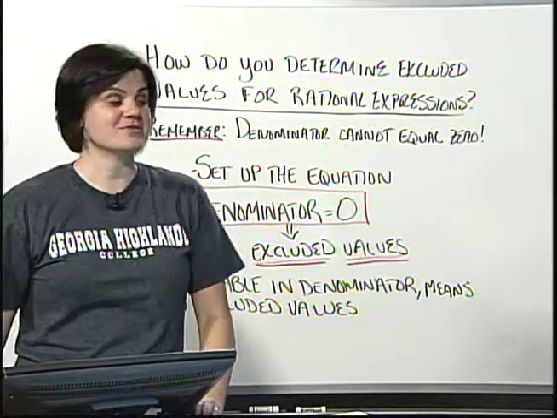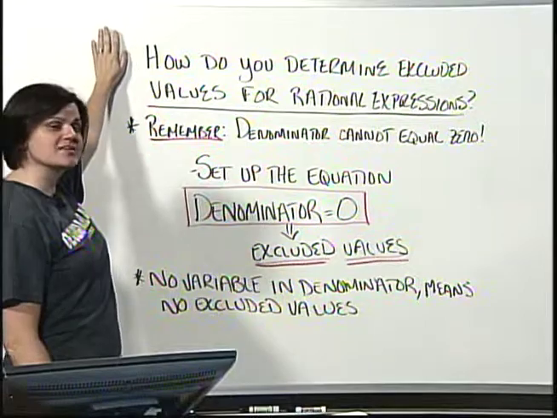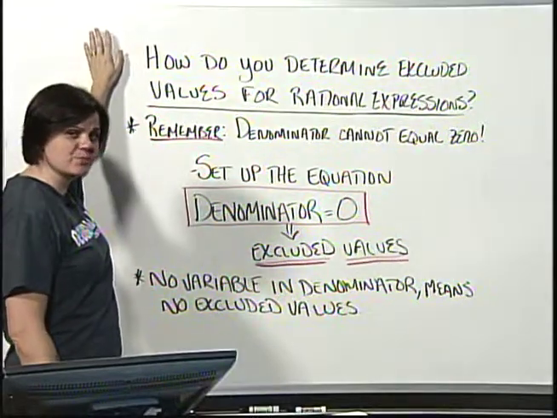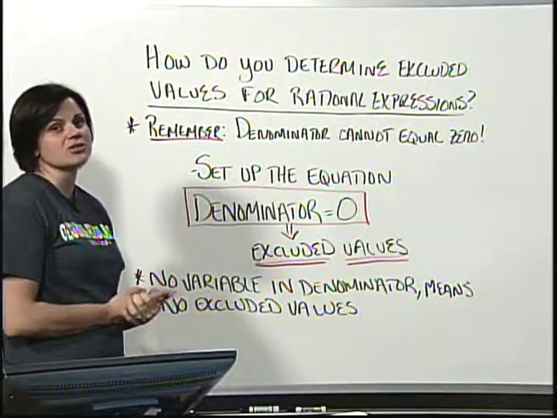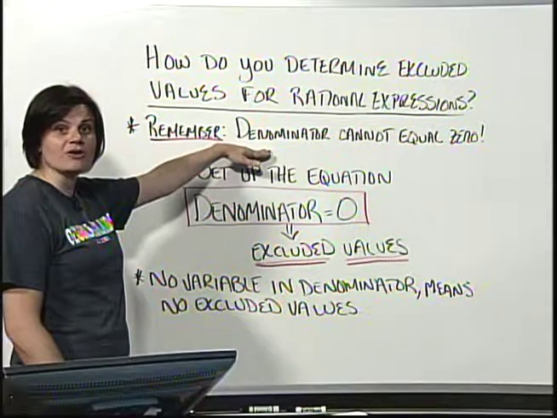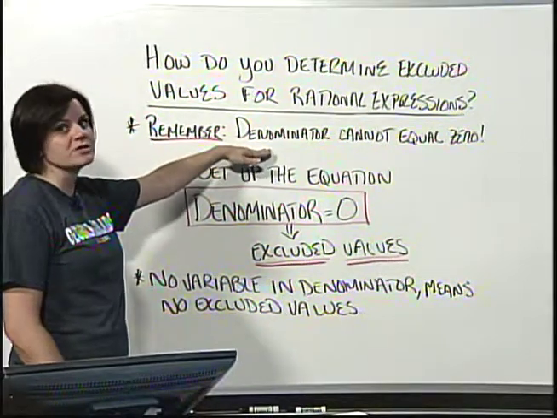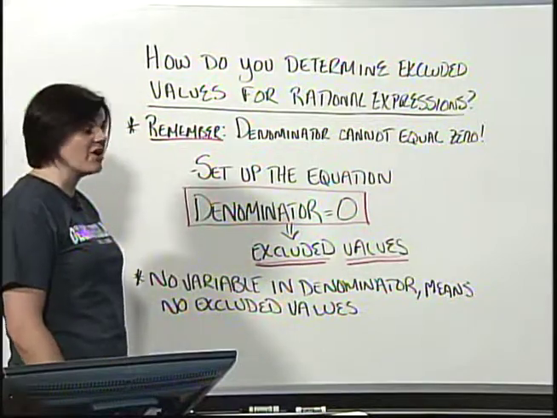In this video segment, we'll be answering the question, how do you determine excluded values for rational expressions? Well, remember, when you have a rational expression, you cannot plug in values where it makes the denominator equal 0. Those are considered excluded values. So how do you find out what those values are?